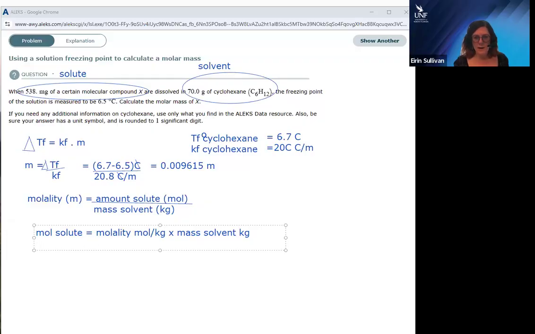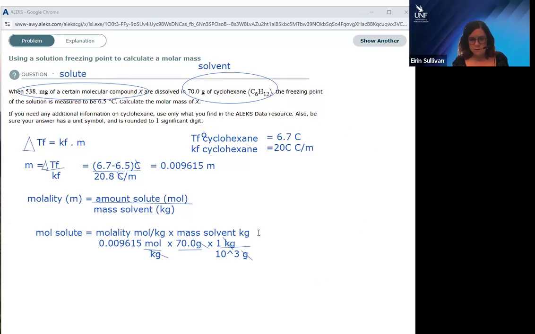So I can take that molality that I calculated, 0.009615, and write it out as moles per kilogram. So we can see that the kilograms are cancelling. My mass of solvent was given to me as grams, so 70.0 grams. I'm going to have to insert a unit conversion to get from grams to kilograms. 1 kilogram is 10 to the power of 3 grams. Okay, so let's just make sure we're being consistent with these units here. We should end up with the kilograms and the grams cancelling out, so we just end up with the units of moles, which is good.